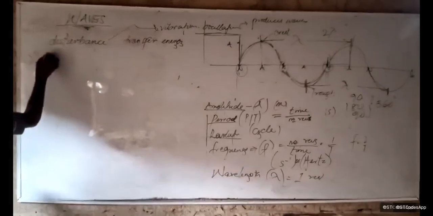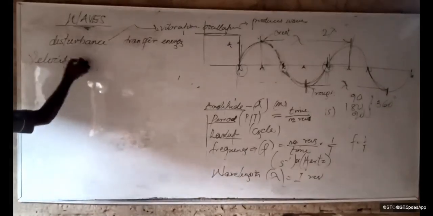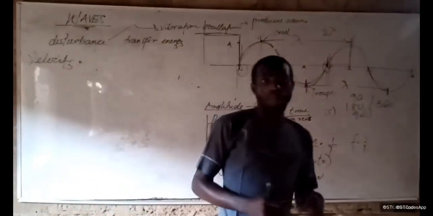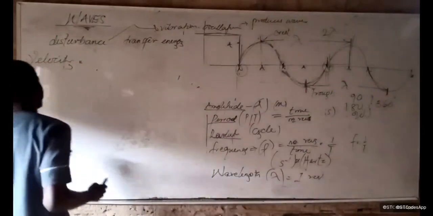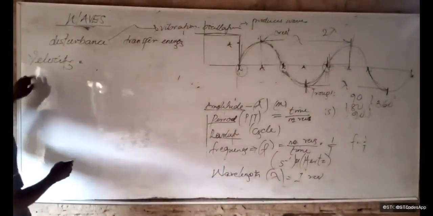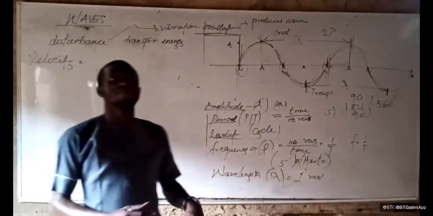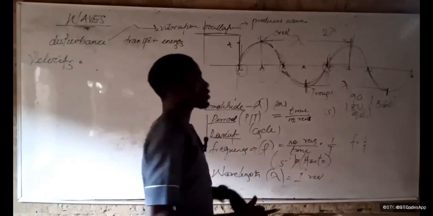So what is the velocity of a wave? Velocity of a wave is basically the distance covered per period. Is that okay? Distance covered per period. And it's also given by the product of frequency times wavelength.